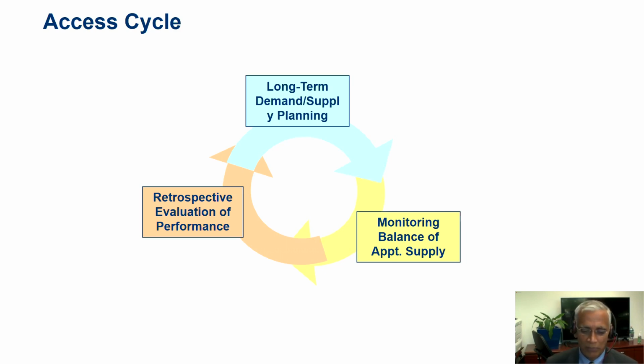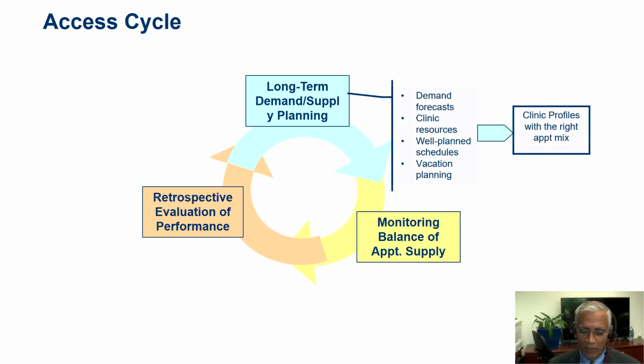The long-term supply and demand planning. You must have data on demand forecasting by using historical demand adjusted to the patient population that you will be serving. Based on this, you need to plan your clinic resources to meet the demand. When I say clinic resources, I am referring to the number of physicians working and their schedule profiles, and making sure there is the right appointment type mix, which we will get into.